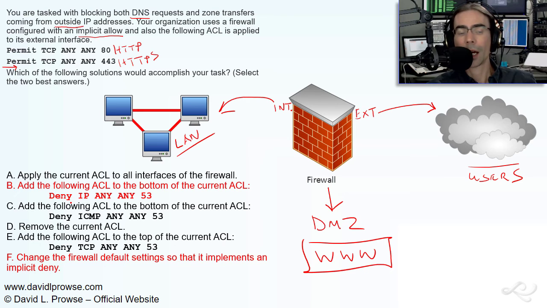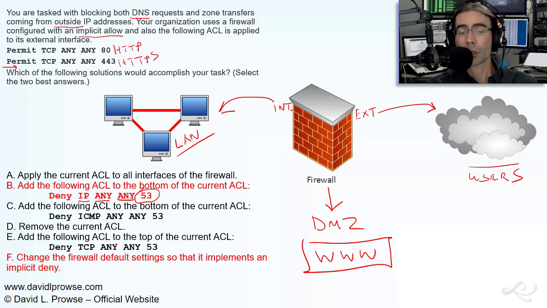And it says here, deny IP any 53. So on the IP side of things, we're going to deny DNS. We're going to deny anything going through port 53 on IP, and that's going to be for any IP addresses. Now we could have also said TCP. Most likely I would do this as IP because it's DNS, but we could have also said TCP.